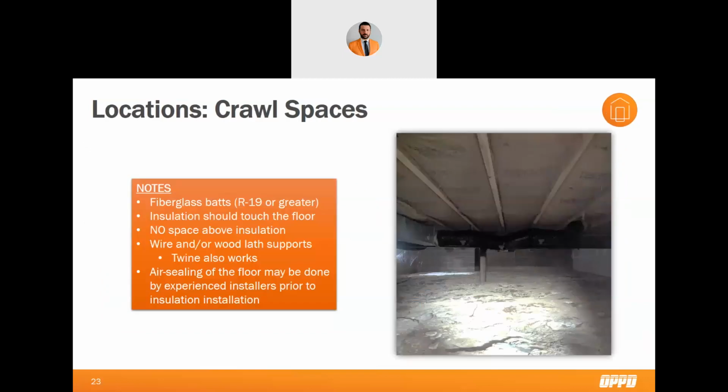Crawl spaces are very similar to the floors above finished areas. The same method of insulation applies here, but moisture management should really be taken into consideration due to their tendency to trap moisture without proper ventilation. Just as you would with the floors above cold spaces, ensure there is no space between the insulation and the floorboard above. Keep the insulation up in the joist using wood lathe supports every 18 inches or so, versus stapling the backing to the joist, which can cause the insulation to sink off of the floorboard.